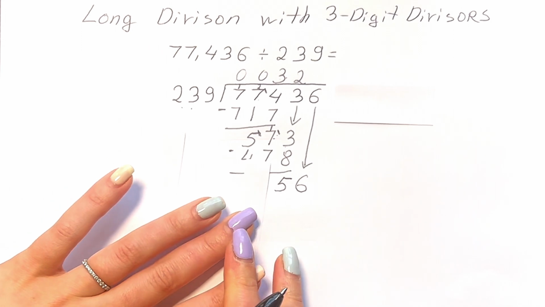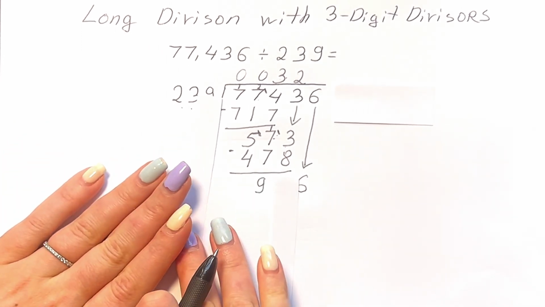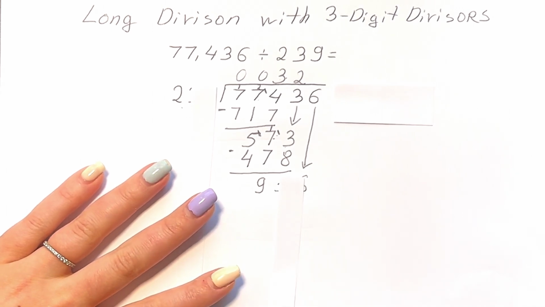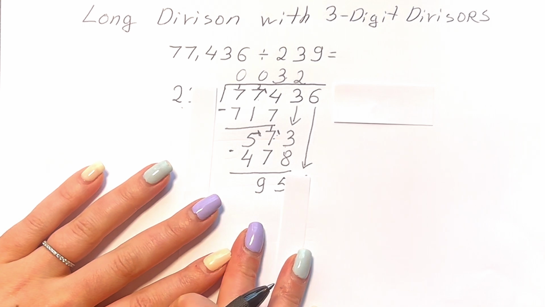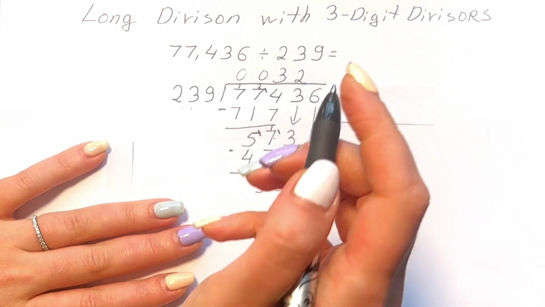Again, the same way, I'm gonna cover 2 digits from the divisor and 2 from the dividend. 2 goes to 9 4 times. It means 239 goes to 956 4 times.